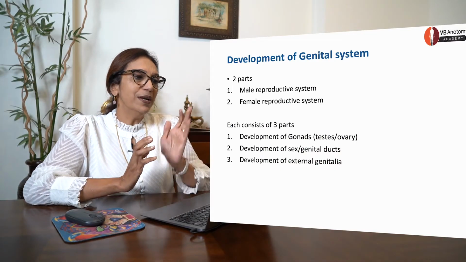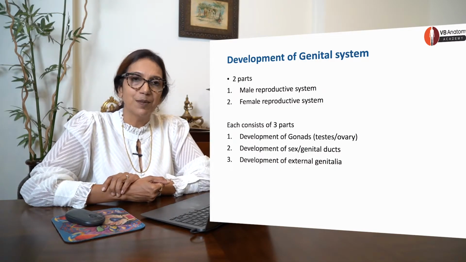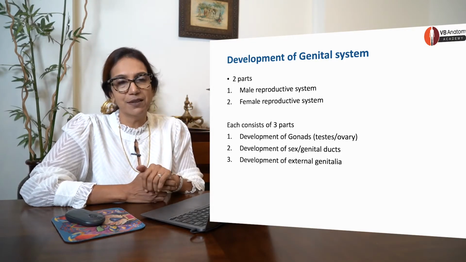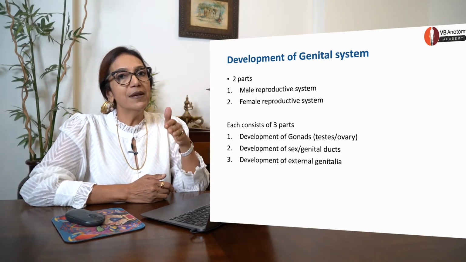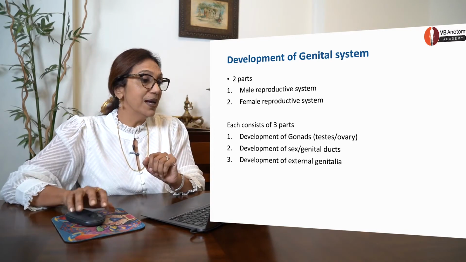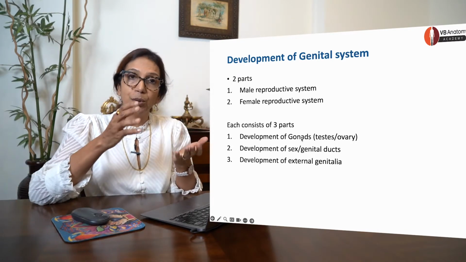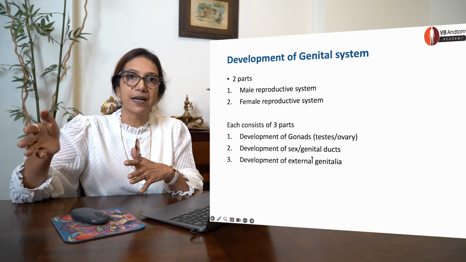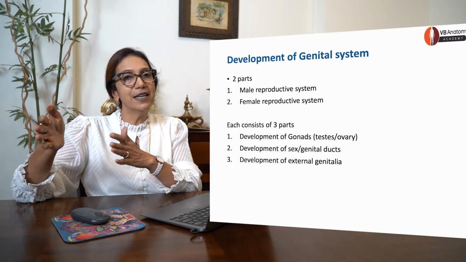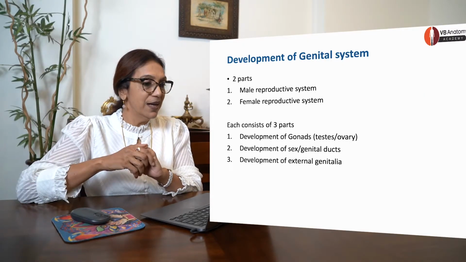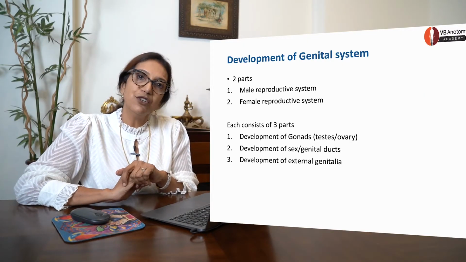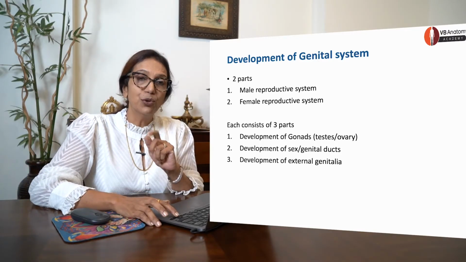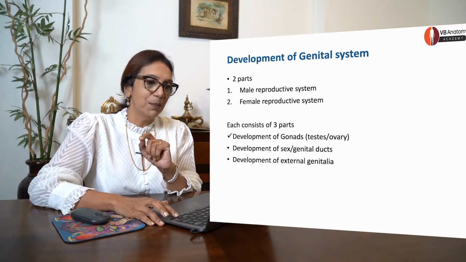Right. So development of the genital system consists of development of male reproductive system and female reproductive system. So now we know we are studying female reproductive system, in which you have development of gonad, which is the ovary, development of sex or genital ducts, which will finally result in development of uterus and vagina, and of course development of external genitalia. So there are three separate lectures for each of these, today being the one, development of ovary.